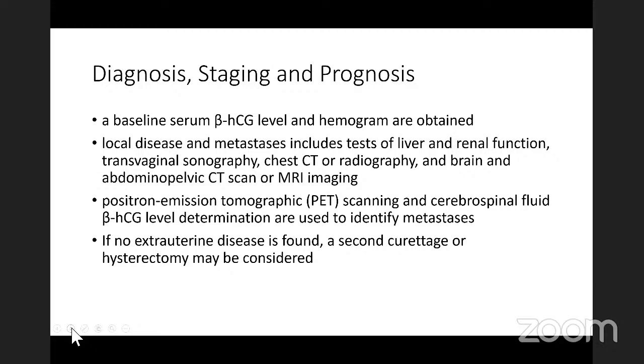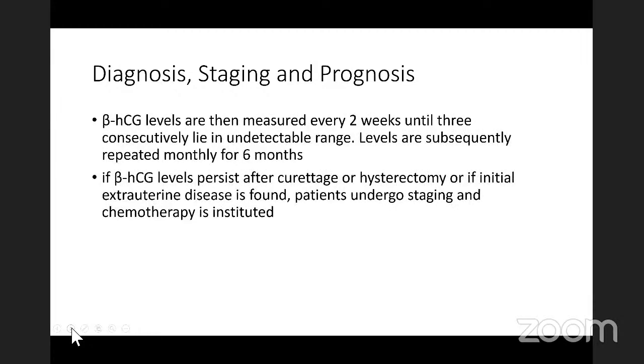If no extrauterine disease is found, you could either do a second curettage or hysterectomy. Beta HCG is measured every 2 weeks until 3 consecutive values are in an undetectable range. Levels are subsequently repeated after 6 months. If it persists after curettage or hysterectomy, or if initial extrauterine disease is found, patients undergo staging and chemotherapy is instituted.